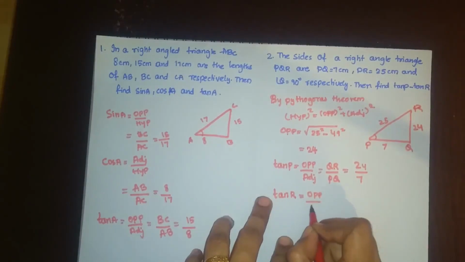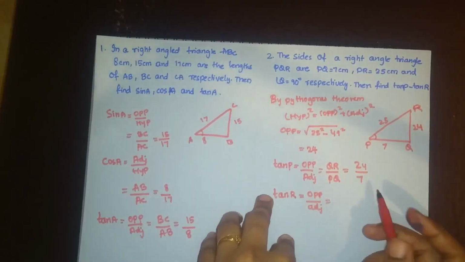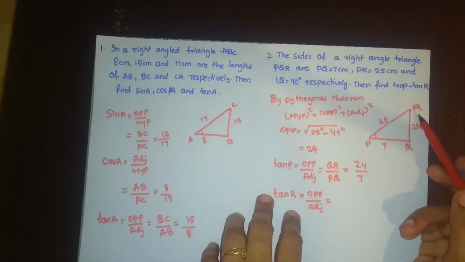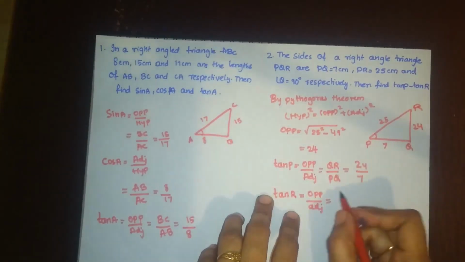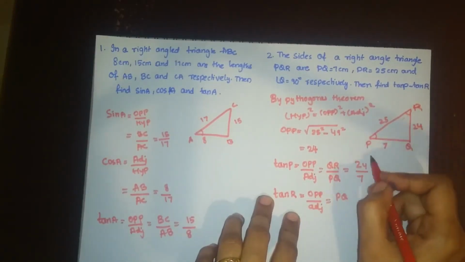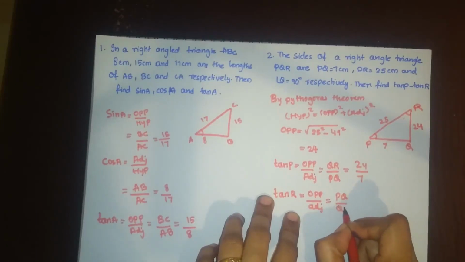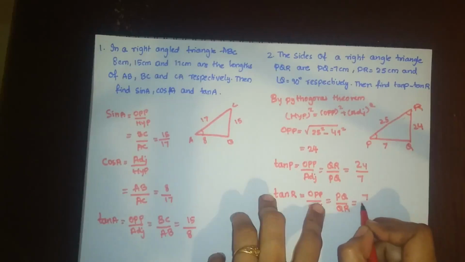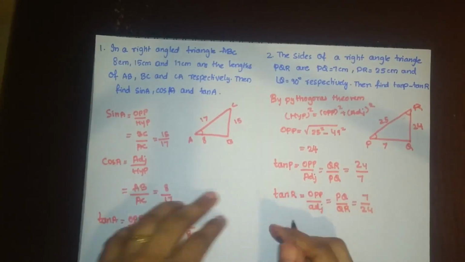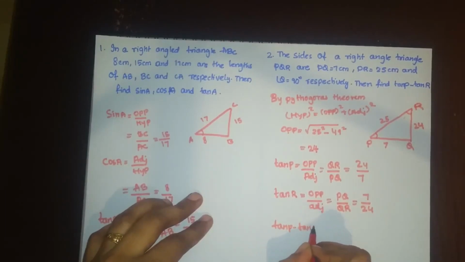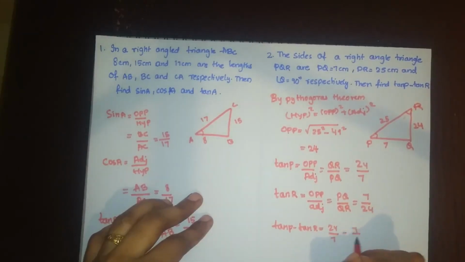The same formula, opposite by adjacent. What is opposite to this angle R? It is PQ. Opposite to angle R is PQ divided by adjacent QR. PQ length is 7, QR length is 24. Now tan P minus tan R is equal to 24 by 7 minus 7 by 24.